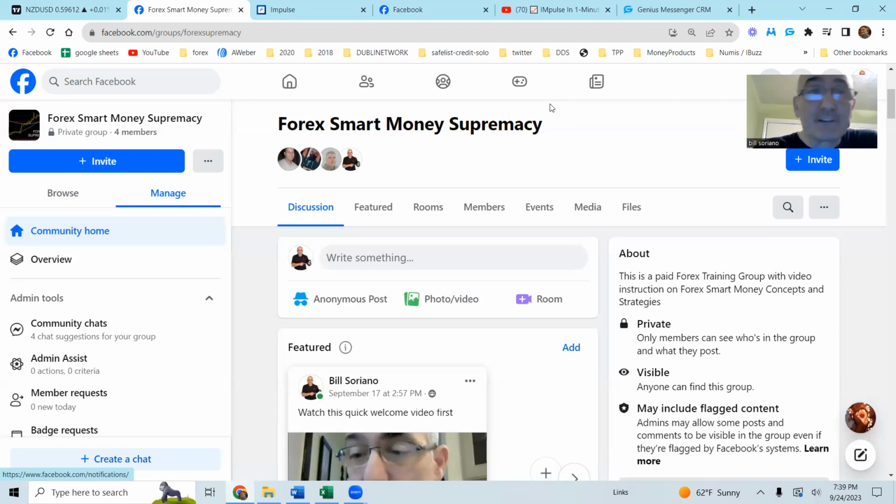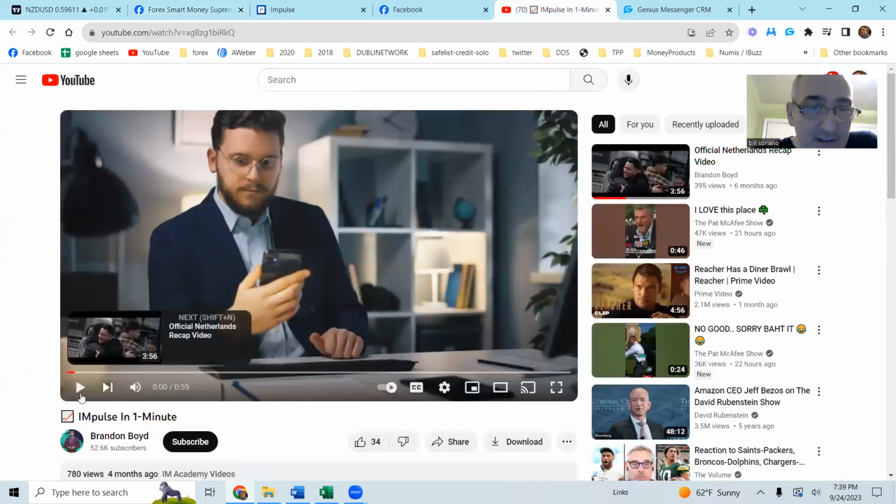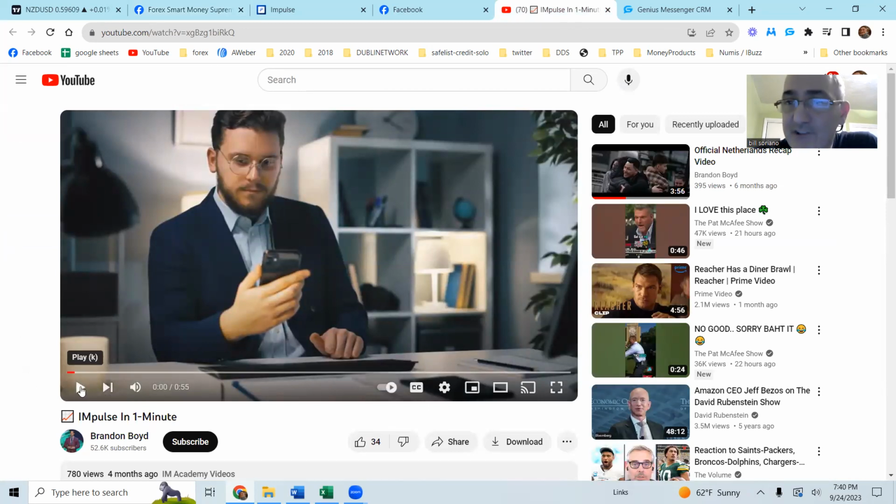So this new scanner is called the Impulse Scanner. And what I want to do is have you watch a quick video here, just a 1-minute video real fast, and then I'm going to take you into the scanner and show you one of the easier ways to find trades.